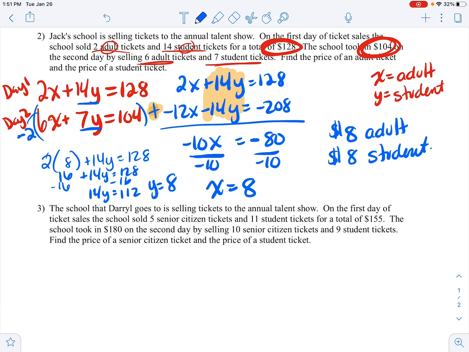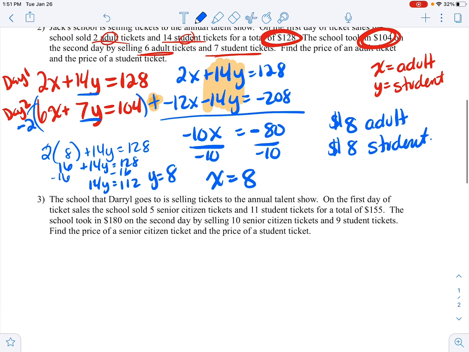Okay, let's try the last one. So take a second, find your totals. Okay, you should have your totals now. Okay, so what are our totals?